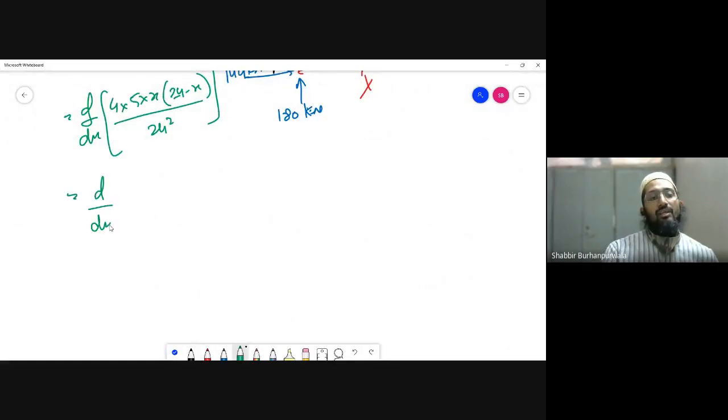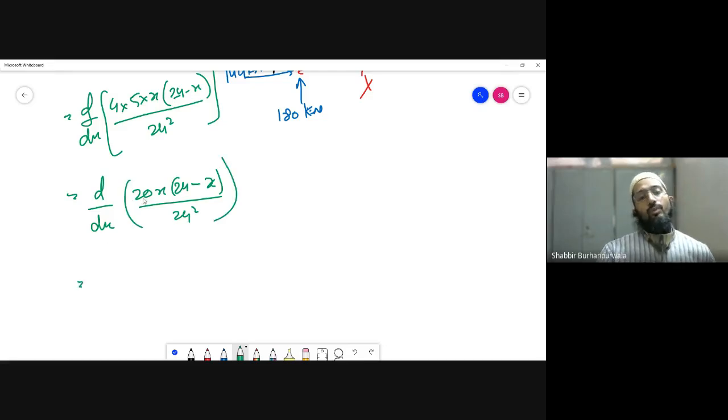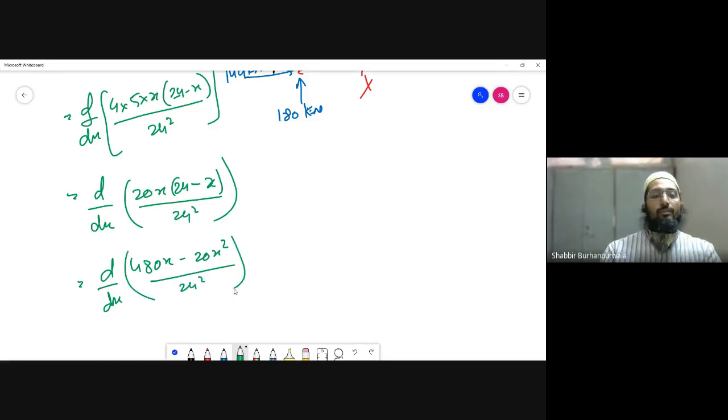This is equal to d by dx of (20x(24 minus x)) divided by 24 squared. That is equal to, now 20 into 24 is 480x minus 20x squared divided by 24 squared. So taking the differentiation, we have (480 minus 40x) divided by 24 squared.